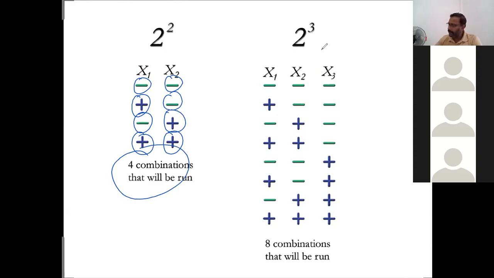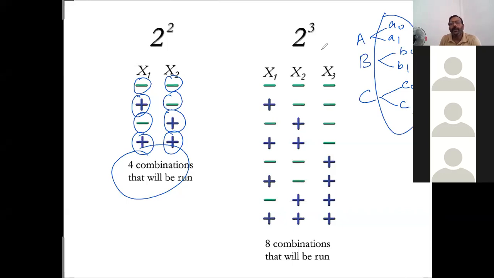Now, if you have 3 factors, let's say A naught, A1, factor B, B naught, B1, factor C, C naught, C1. So how many combinations are there? Can somebody tell me how many total combinations are there? 2 to the power 3 combinations. These are the levels, these are the factors. So altogether we have 8 combinations. You see, 8 combinations are there.